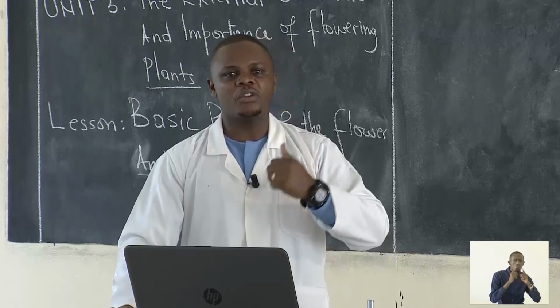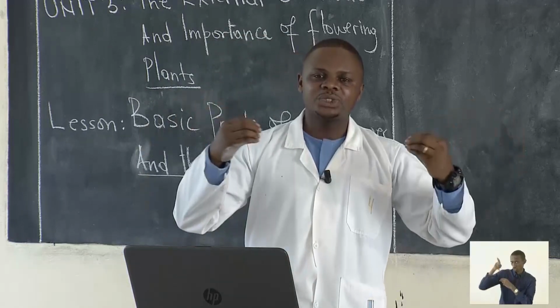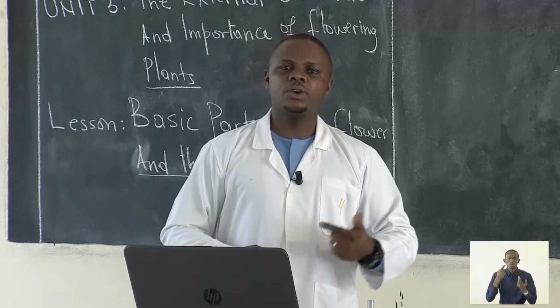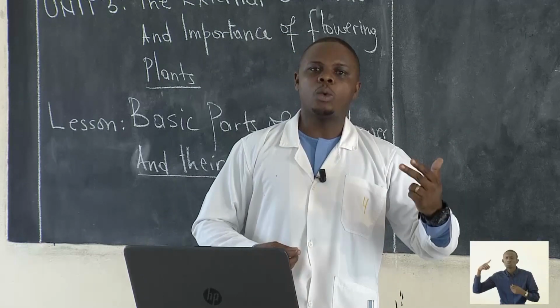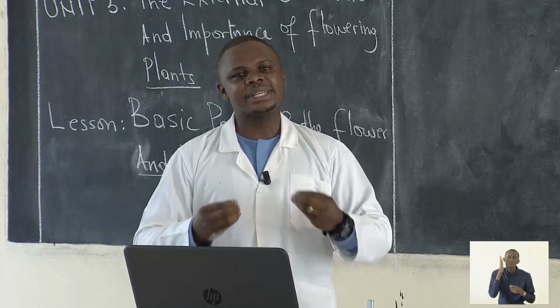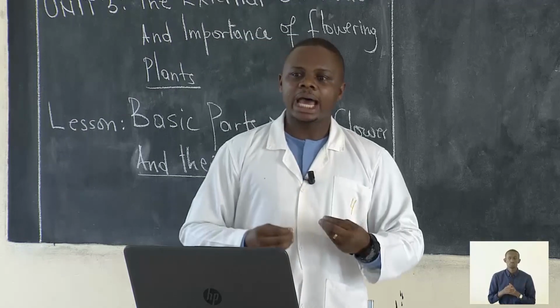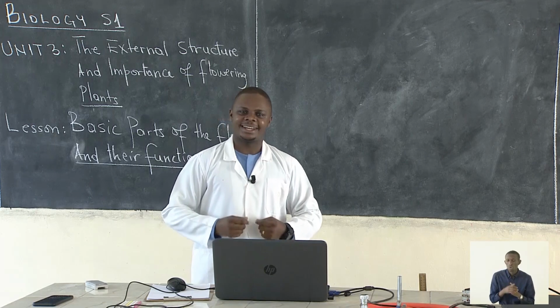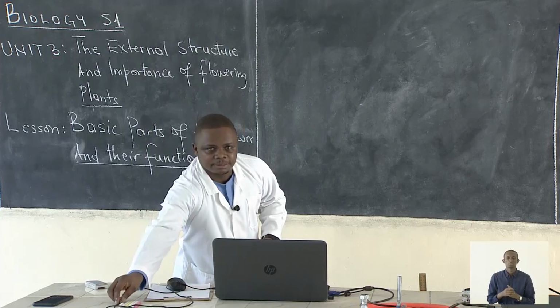So the function of petals is to attract pollinators. Here we can think of birds, we can think of insects like bees, wasps, and so on. Those are very important. And they come to the flower to do what? Students, why do those pollinators come to the flower? They come looking for nectar. And do you know nectar?